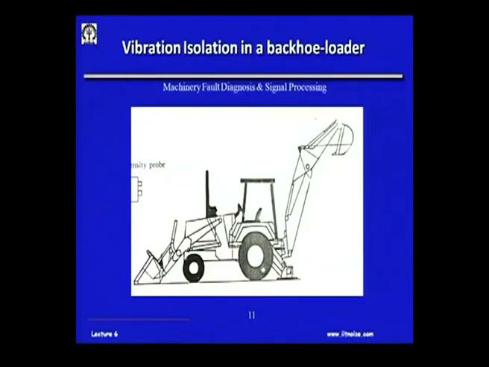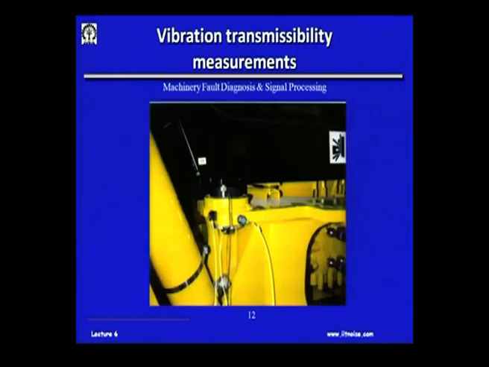I will just show you one example here in this backhoe loader. This is a particular case wherein, if you can see, this yellow one is the chassis of the backhoe loader, and this is the cabin, and this is the isolator. It is nothing but a thick rubber pad, and here we are actually trying to measure the motion.